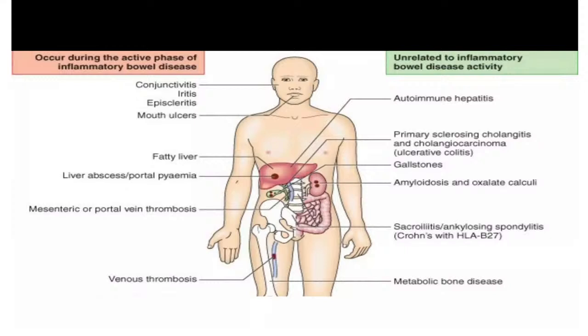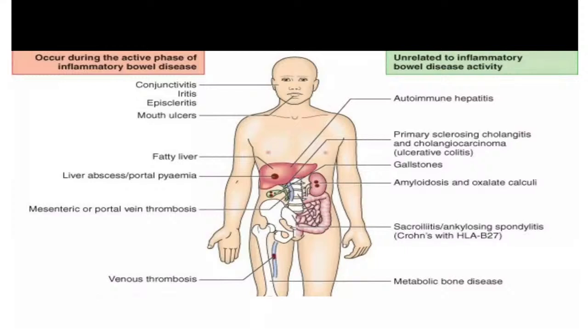Now, there are certain features which occur only during the active phase of IBD, but there are certain features which are unrelated to the inflammatory activity of IBD. In the active phase, we see features such as conjunctivitis, iritis, episcleritis, mouth ulcers, fatty liver, liver abscess, portal pyemia, mesenteric and portal vein thrombosis, venous thrombosis. These are basically seen in the active phase, not in the remission phase of IBD.